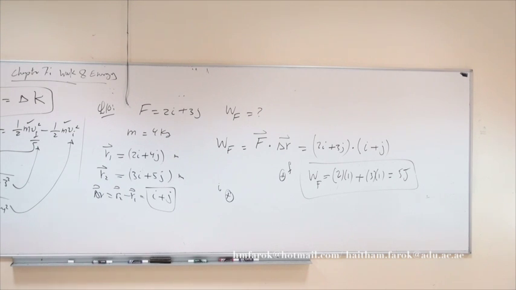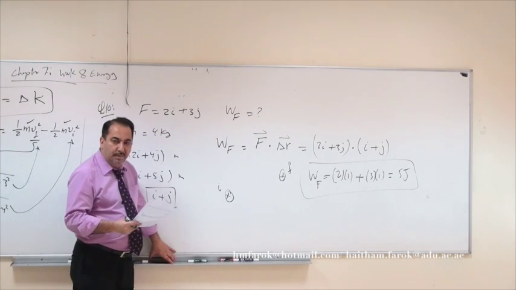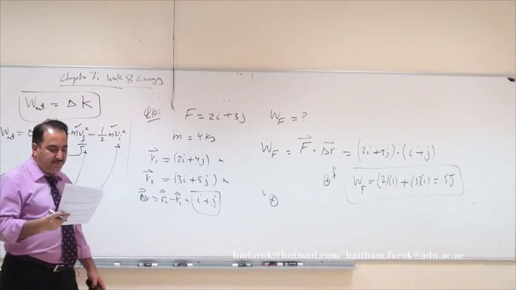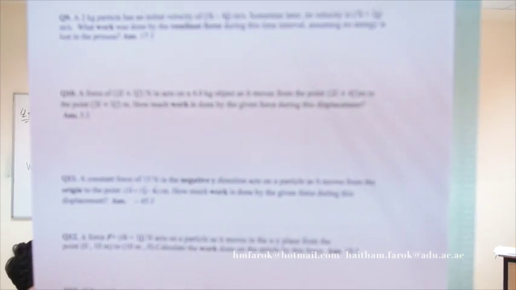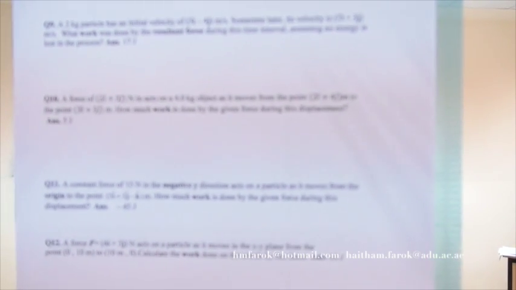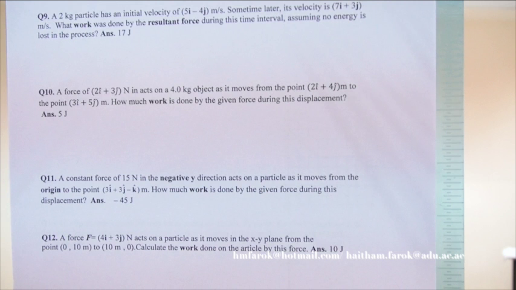Question 11, it's the same as question 10. The only difference is that it's in 3 dimensions. So if you have the sheet, you have the sheet. What we have is a constant force, again, a constant force of 15 Newtons in the negative y direction acts on a particle as it moves from the origin to a point 3i plus 3j minus k. How much work is done by the given force during this displacement?